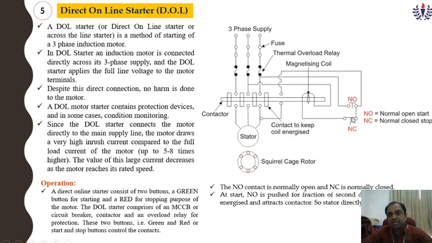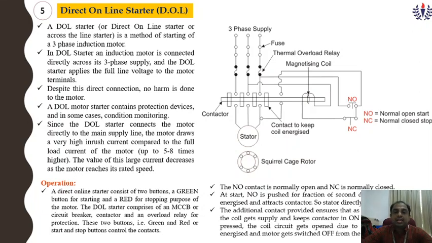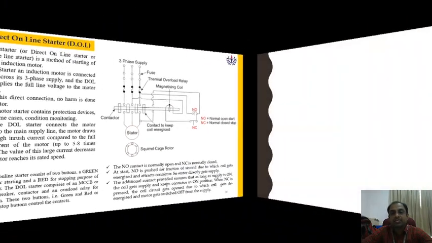At start position, the NO button is pushed for a fraction of a second, due to which the coil gets energized and attracts the contactor. So the stator directly gets supply. The additional contact ensures that as long as supply is on, the coil gets supply and keeps the contactor in on position. When NC is pressed, the coil circuit gets opened, due to which the coil gets de-energized. The motor gets switched off from the supply.